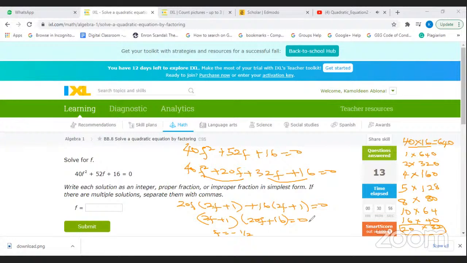20f plus 16 equals 0. It means that f will be equal to minus 16 over 20, but you have to break it down. 4 here, 4 here, 5. That will be minus 4 over 5. Minus half, minus 4 over 5.